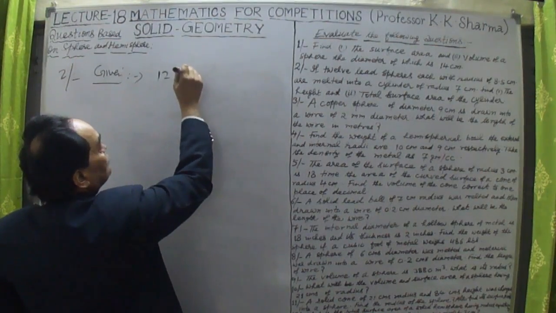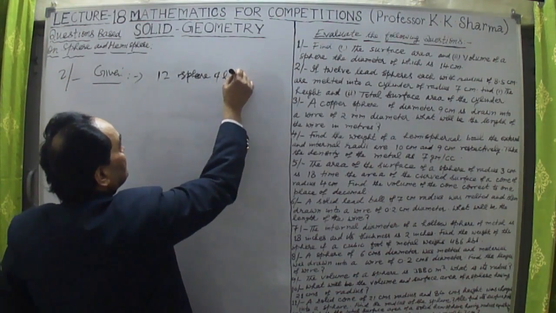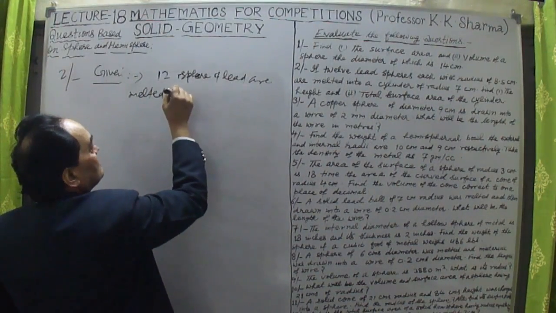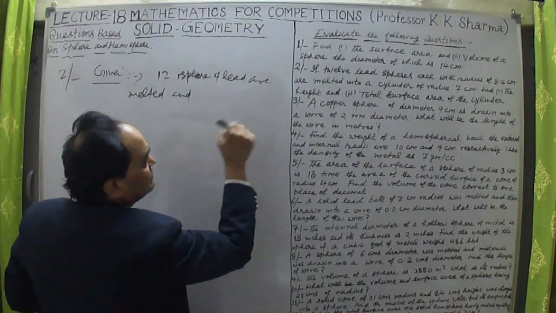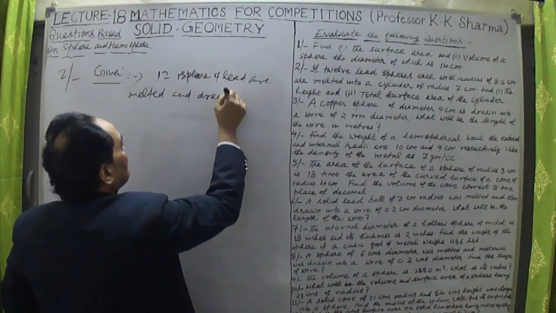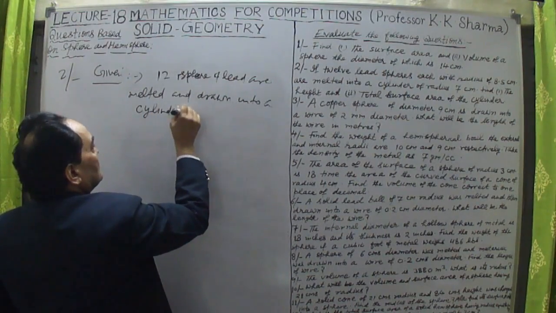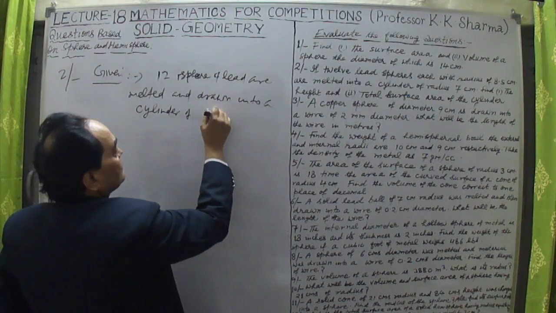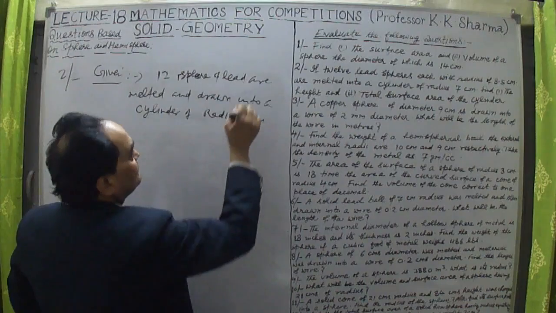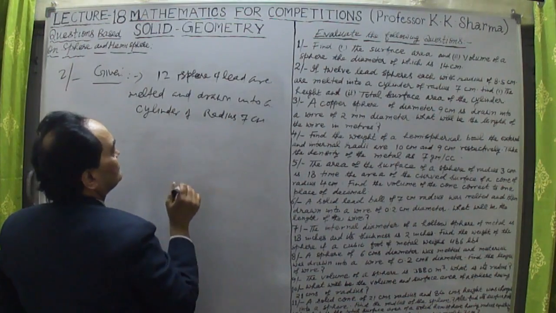12 spheres of lead are melted and drawn into a cylinder of radius 7 centimeter. What is the radius of the sphere? Each sphere 8.5 centimeter. So 12 spheres of lead are melted and drawn into a cylinder.